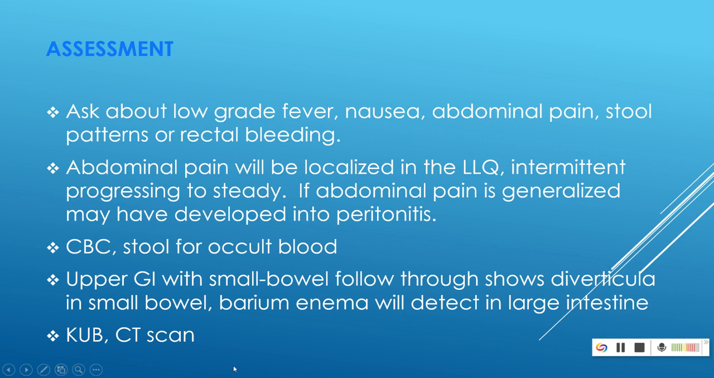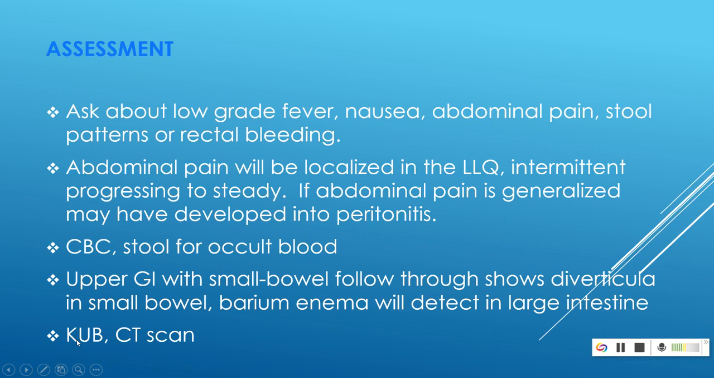An upper GI with a small bowel follow-through shows the diverticula in the small bowel. Because remember, the EGD is called the upper GI. It looks at the esophagus, the stomach, and the duodenal area, small intestine. And then a barium enema will have to be used to detect it in the large intestine.